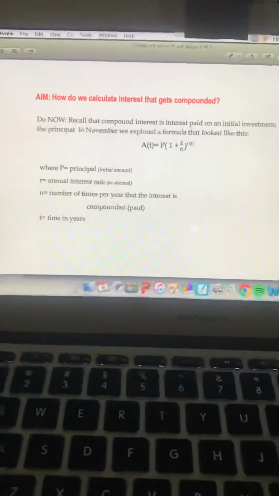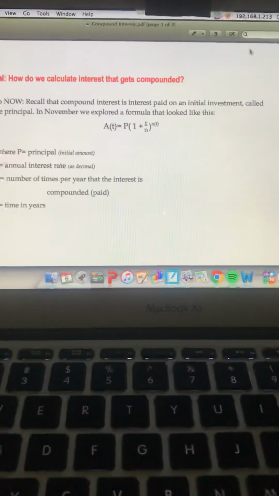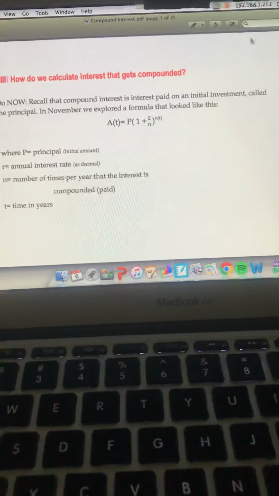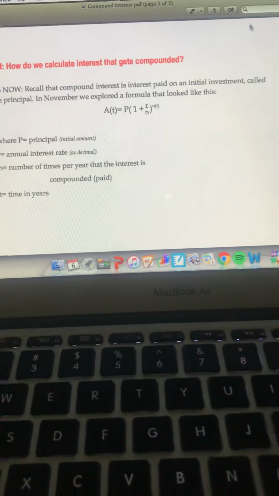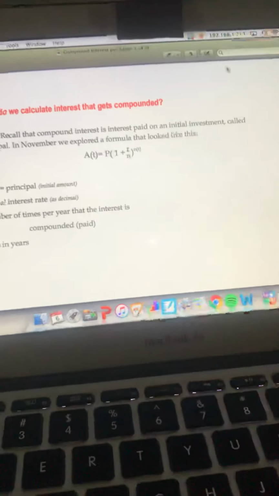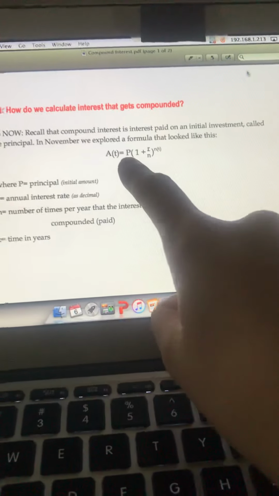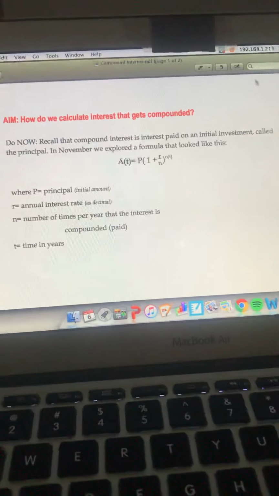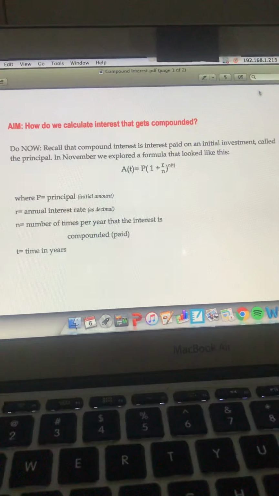All right, Sam, so this is your formula and the problem that you're looking at. A of t equals p times (1 plus r divided by n) raised to the n times t. This is the formula that you're going to need in order to be successful here. So anywhere that you see p, that's standing for your principal, or the initial amount of money that you're investing or that you started with, whatever the case is.